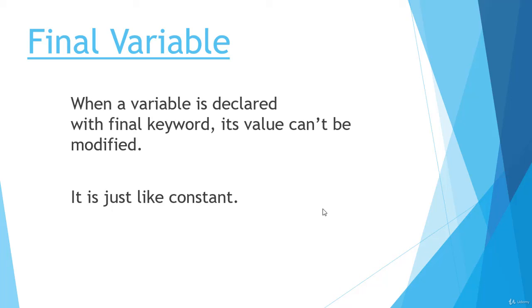When a variable is declared with the final keyword, its value cannot be modified. It is just like a constant, meaning once we create a variable, we can only initialize it once. To have a better understanding of the final variable, let's create a dummy program in NetBeans.